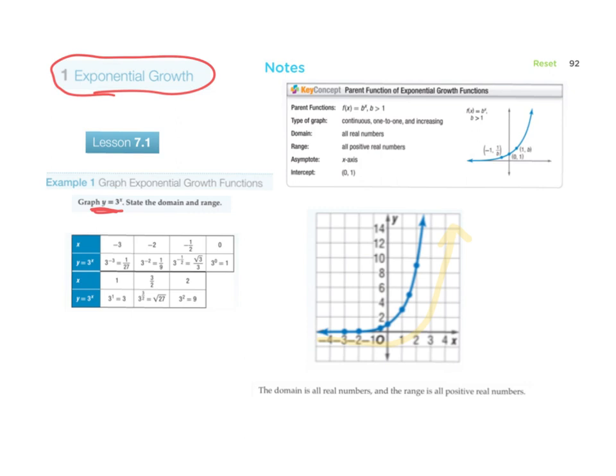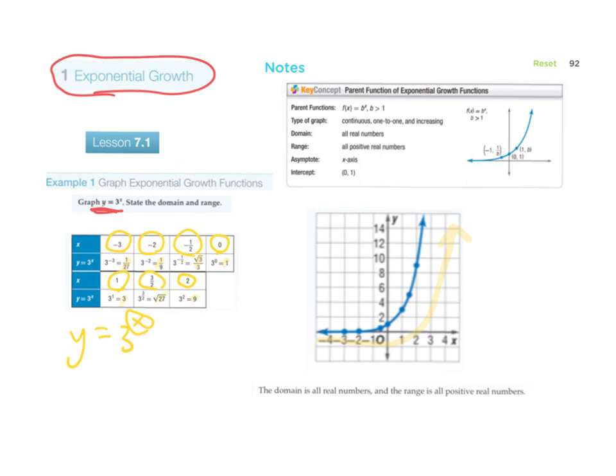So to do our equation, y equals 3 to the x power, we're just going to put in any x values that we want. If you look over here, we have a -3, a -2, a -1/2, 0, 1, and they have 3 halves and 2. If you put these into your calculator and do the math, you end up with the points for y, which I'm going to highlight right here.